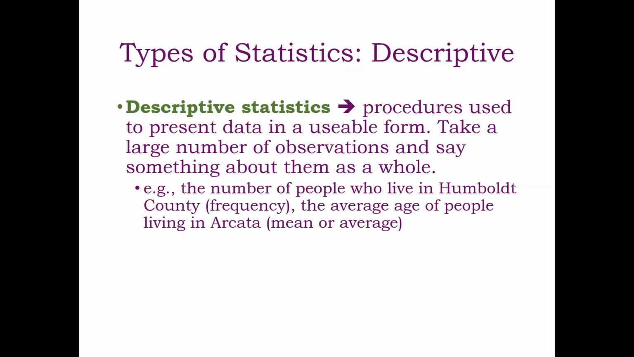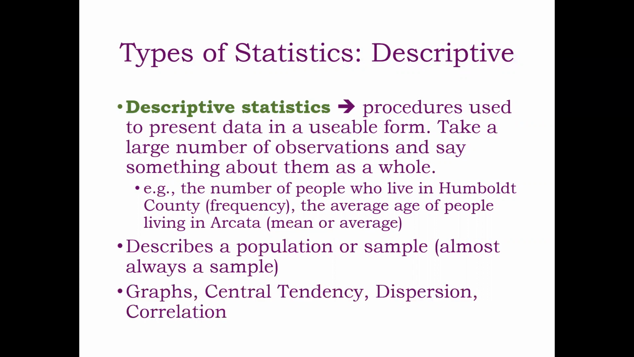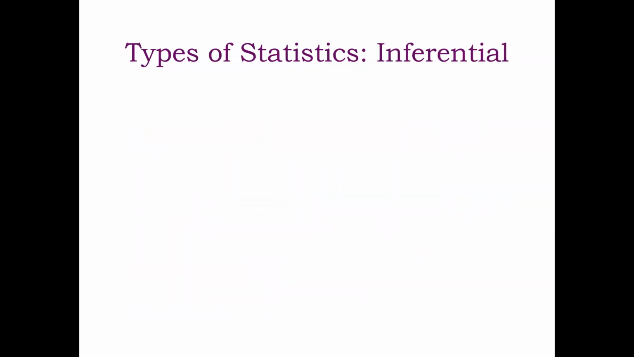So number of people who live in Humboldt County, frequency, we'll talk about that, the average age of people living in Arcata, and so forth. Basically, you take a whole bunch of observations and you say something about the sample or the population as a whole, right? Usually it's a sample. And to present descriptive statistics, we might use graphs. We might use measures of central tendency, and we'll get to that in chapter 3, dispersion, correlation, and so forth.